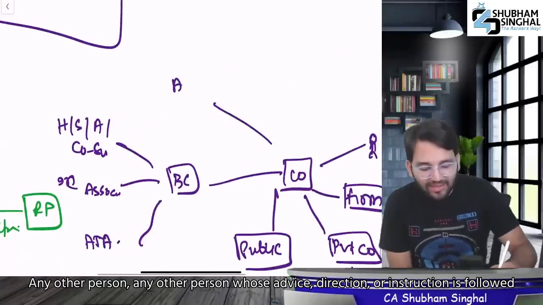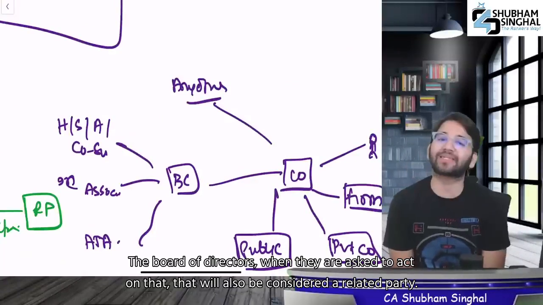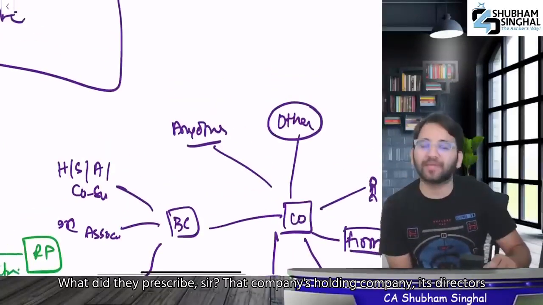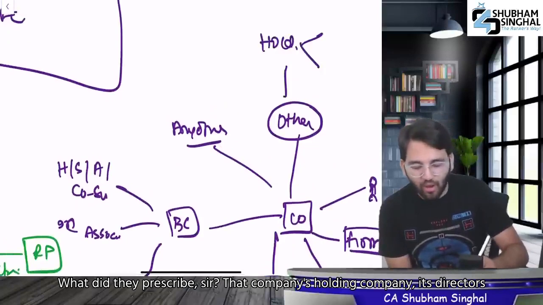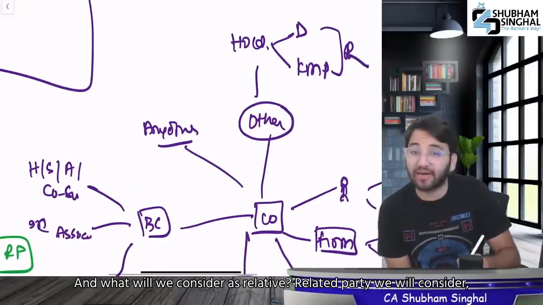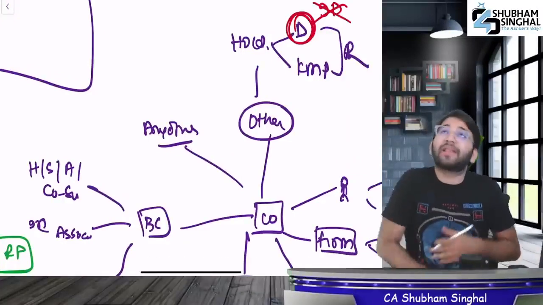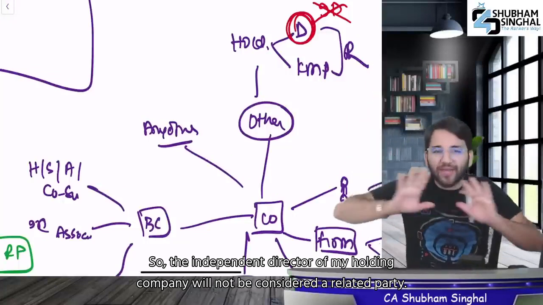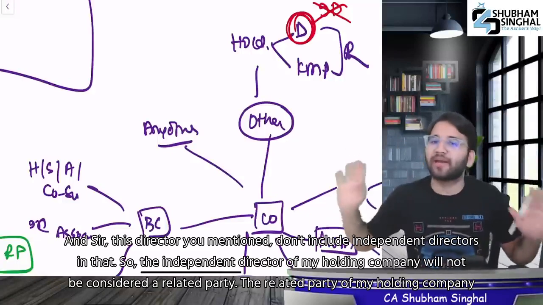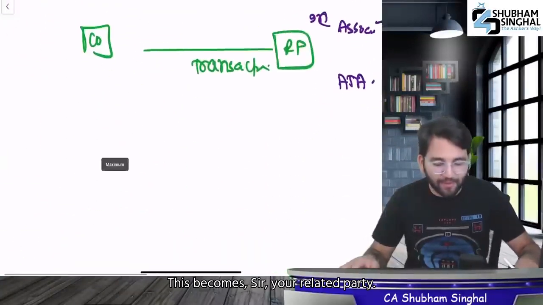After that, any other person on whose advice, direction, or instruction the board of directors is accustomed to act will also be considered a related party, and such other person as may be prescribed. So what did they prescribe? The director of the holding company of that company, the managerial person, and their relatives will be considered related parties. And in this director, don't include independent directors. The independent director of my holding company will not be considered my related party.